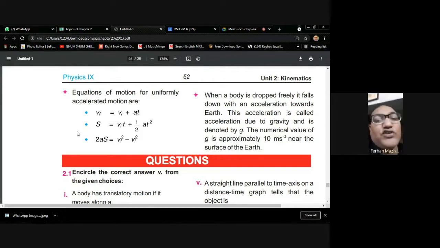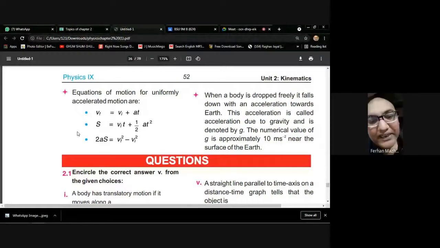These equations are used when there is a uniform acceleration in the body. Remember these words. We will be using these three equations when there is a uniform acceleration in the body. In your syllabus, we will never have any numerical problem in which the acceleration will not be uniform. So don't forget these. Remember them. They should be all the time on your fingertips.